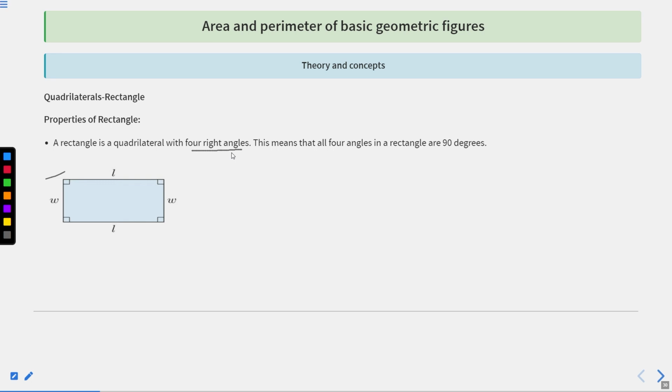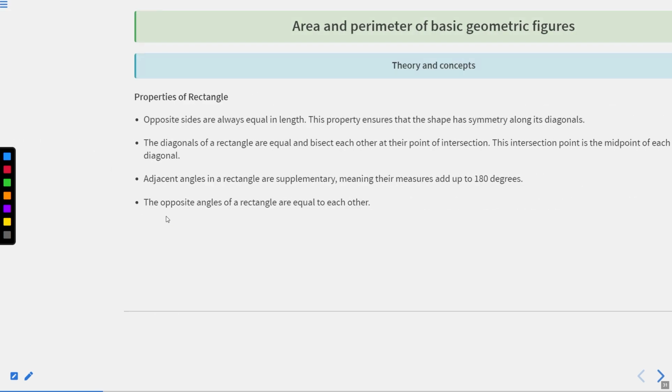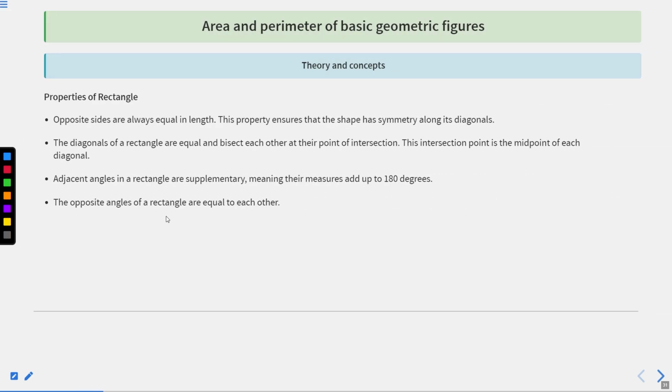Why right angles? I mean that all 4 angles in the rectangle are 90 degree. So if this is a rectangle, this angle is 90 degree, this angle is 90 degree, this angle is 90 degree and this angle is 90 degree. So a rectangle is a quadrilateral with 4 sides and all of its angles are 90 degree. Opposite sides are always equal in length and this property ensures that the shape has a symmetry along its diagonal.